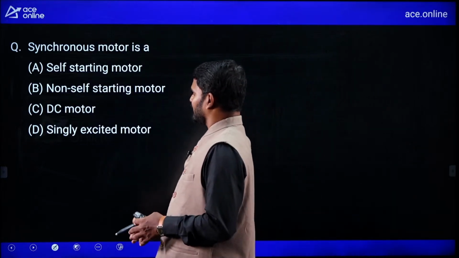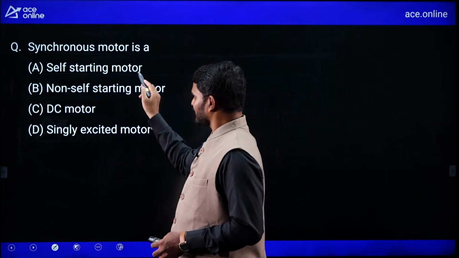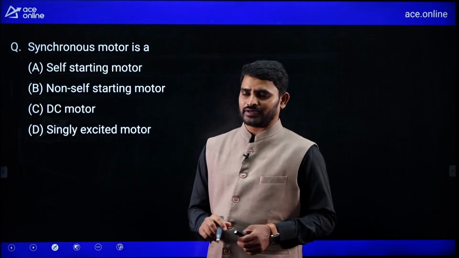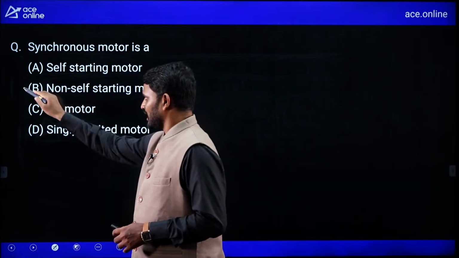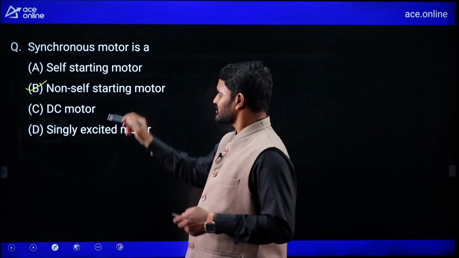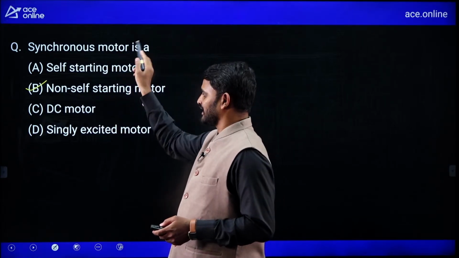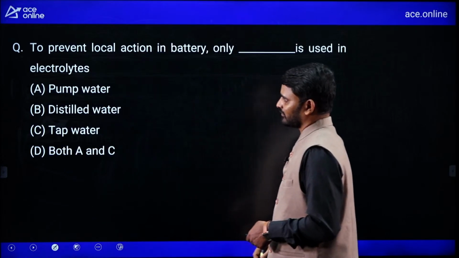Next question is on the synchronous motor. The synchronous motor is a self-starting motor, non-self-starting motor, DC motor, or single excited motor. Synchronous motors are generally not self-starting motors. So the answer is B, whereas it is not a self-starting motor, and it is not a DC motor, it is actually an AC motor. It is not single excited, it is actually double excited.